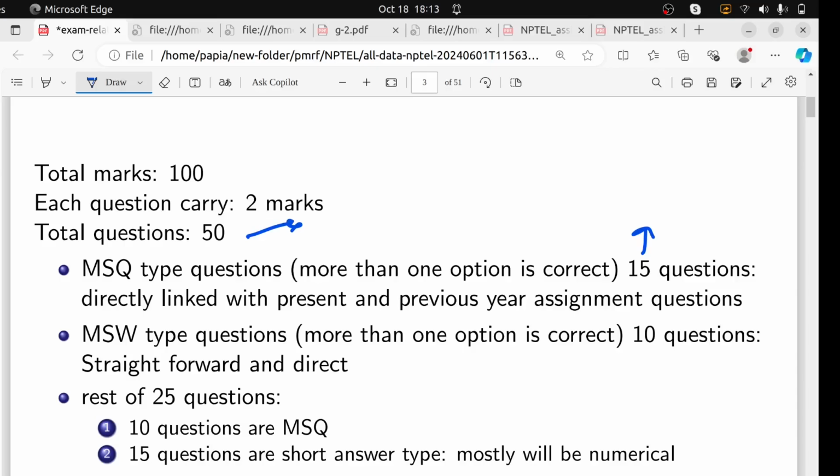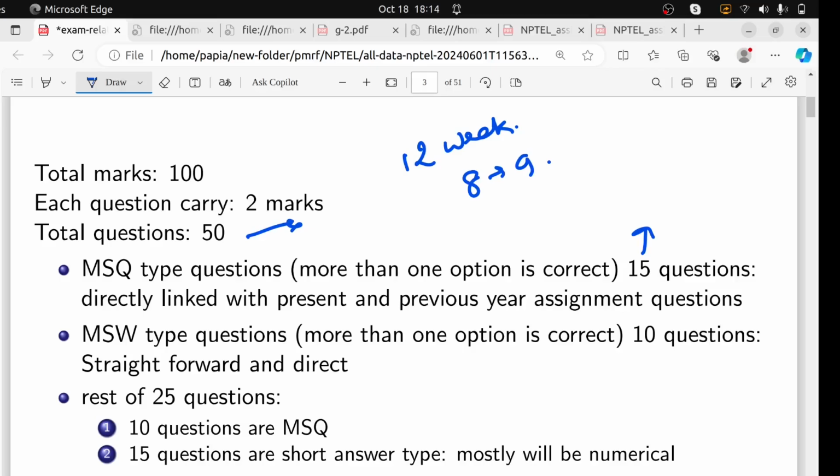So the first 15 questions will be MSQ type, and most probably, I am emphasizing this word, most probably they will be directly linked with present and previous year assignment questions. There were 12 weeks of assignments, and in every week there were on average 8 or 9 questions. That is the present year's questions, as well as previous year questions, which I and another TA were solving. If you cover all these questions, you can probably find 15 questions directly among the 50.